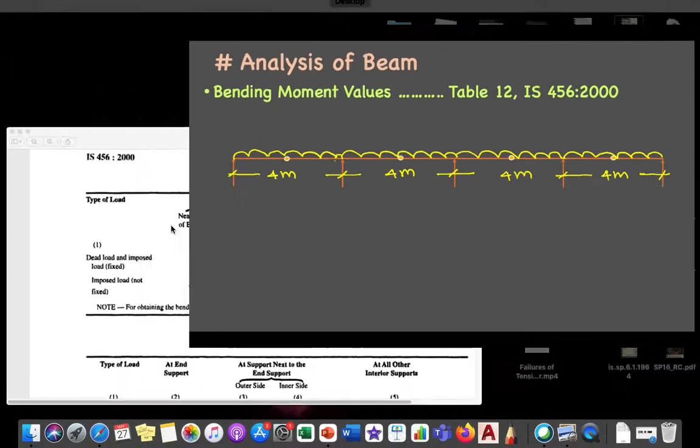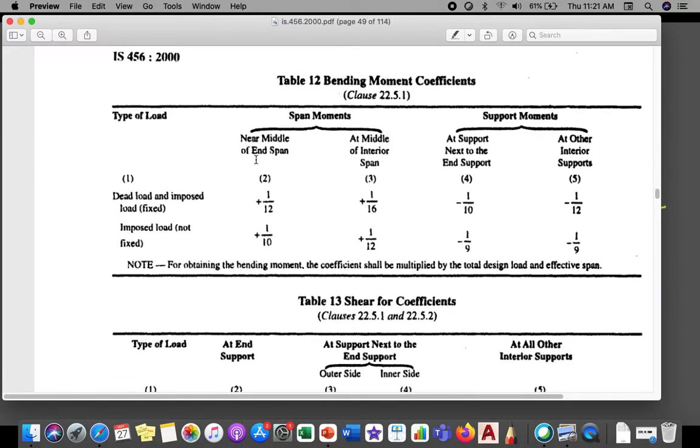So let's go once again to table number 12. Here, since this is a continuous beam, which we have already discussed, we have to consider span movements, which are sagging movements, and support movements, which are hogging movements. So span movements are positive movements and support movements are negative movements.